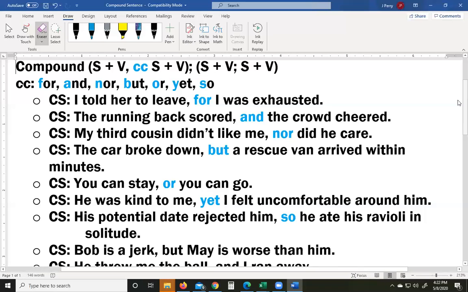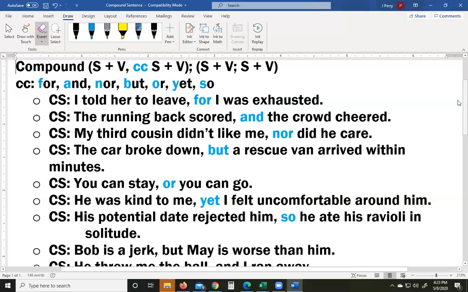His potential date rejected him, so he ate his ravioli in solitude. Now, this is definitely this, therefore this, so it's like a causal way of going. So this next one, the one up here, my third cousin didn't like me, nor did he care. I'm actually going to ask for this one in class because this one's too tricky and I feel like it might do better if it's live.